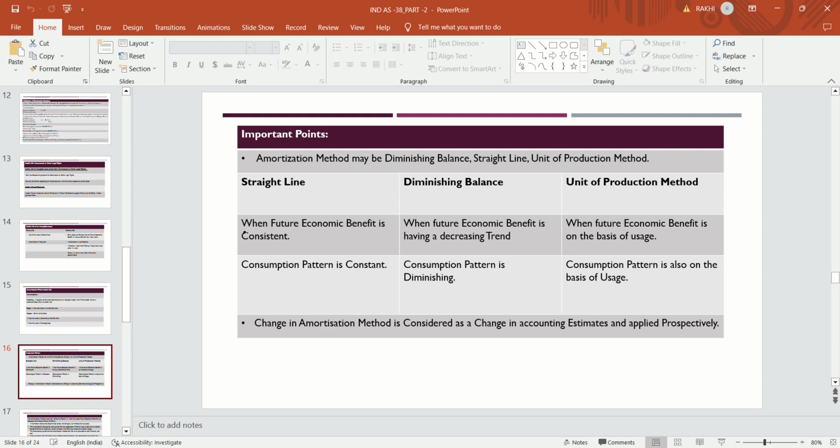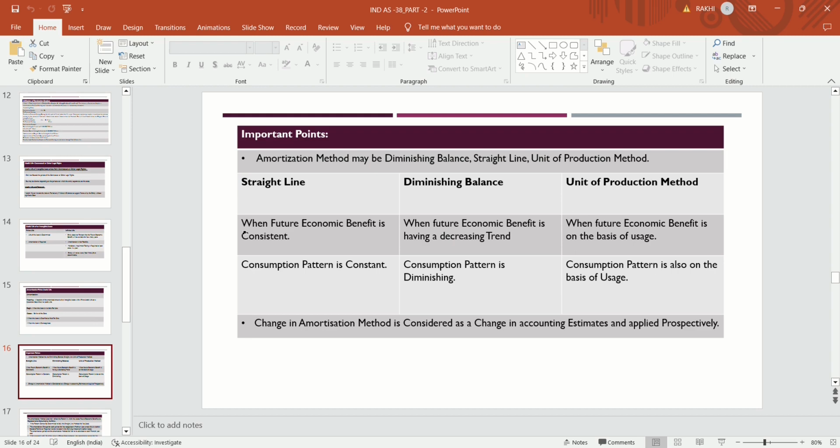The same thing happens in case of intangible assets. The straight line method depends on the consumption pattern of the asset, and it is constant every year and consistent. When the future economic benefit is consistent and the consumption pattern is constant, then the straight line method is used for amortization purposes. The diminishing balance method is used when the future economic benefit is in a decreasing trend and the consumption pattern is diminishing in nature, because as we use that asset, the consumption pattern goes on decreasing.